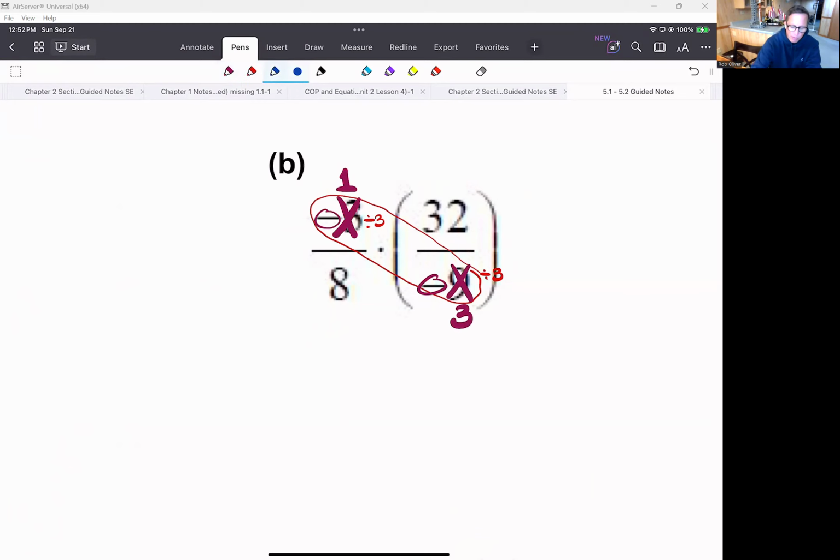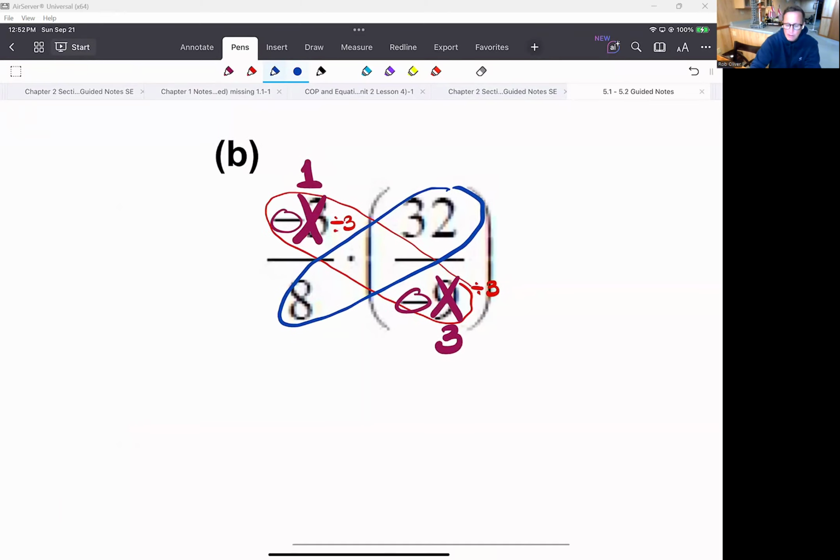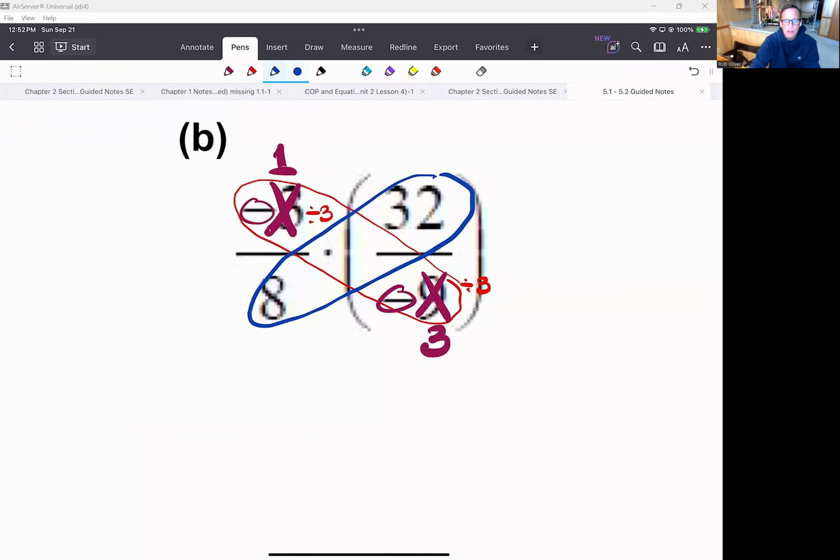All right, we could do the same thing with the 32 and the 8. Now, the thing about cross-canceling too is, let's say you didn't particularly use the greatest common factor. As long as it's a common factor, I think you're making the process easier on yourself. Let's say we didn't divide by 8. Let's say you use 2 or 4. Those are fine. I think the point of cross-canceling is just to make the numbers a little easier to work out.